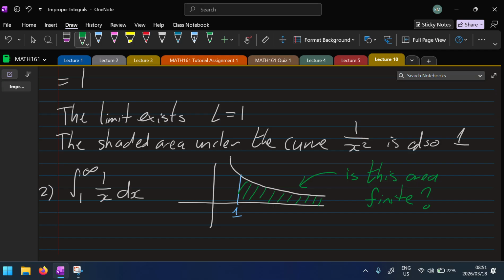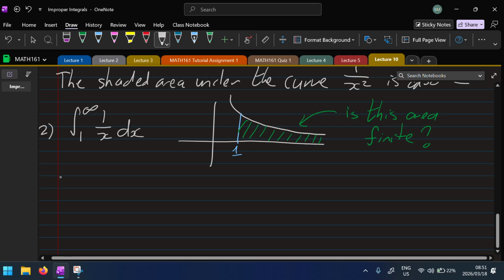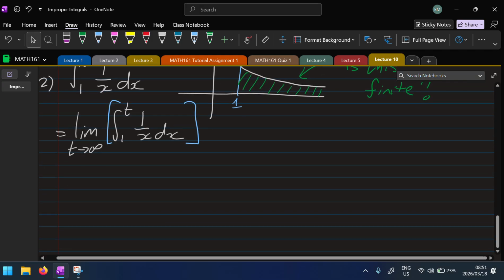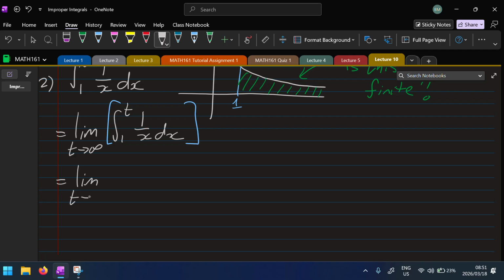So let's check. We're going to do the same thing as before. We have infinity at the top. We're going to replace that with t, do the integral as normal, and then we're going to take the limits. Again, this integral in blue, there's no issues with that, so we forget the limits. We do this integral, it's just a definite integral, easy enough to do, and after all of that's done, then we take the limits. So this is going to be equal to the limit as t goes to infinity.